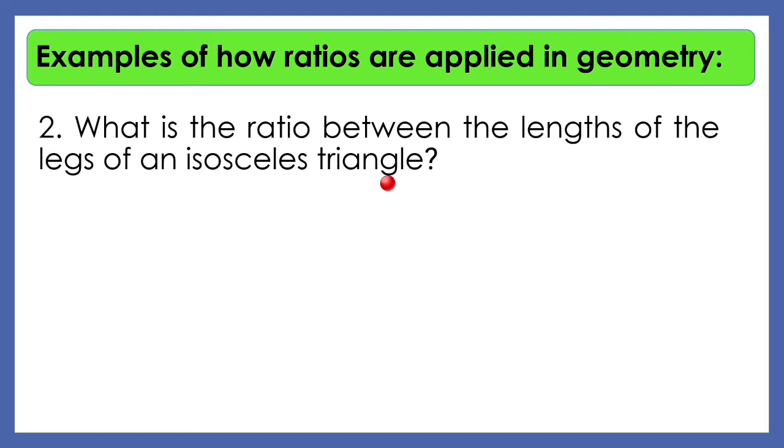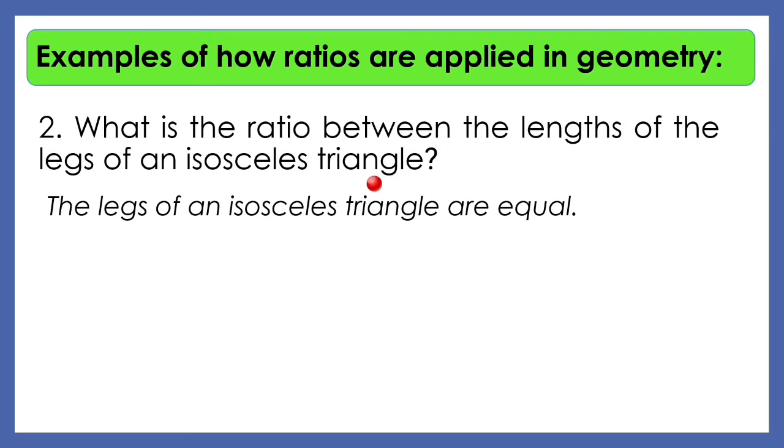Ang isosceles triangle ay mayroong legs na equal. For example, ang measure ng legs nila ay 5 centimeters. So, 5 centimeters is to 5 centimeters in simplified form, that is 1:1. Therefore, the ratio is 1:1. Ang ratio ay nagagamit din to compare 3 or more numbers. So, hindi lang dalawang numbers ang pinagko-compare.